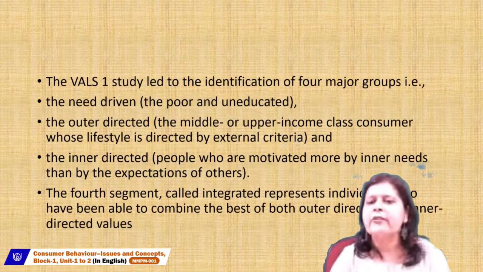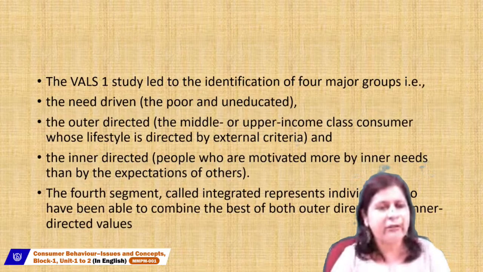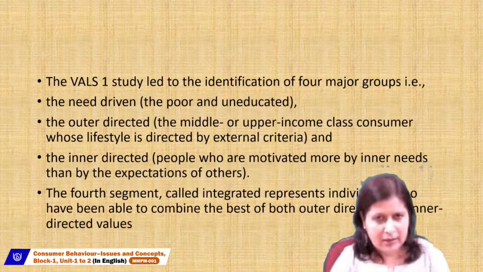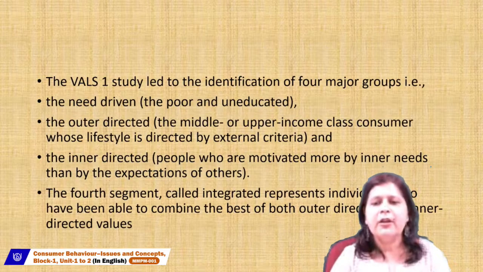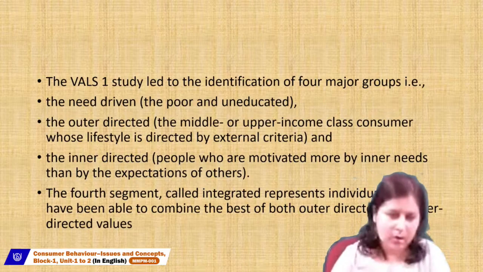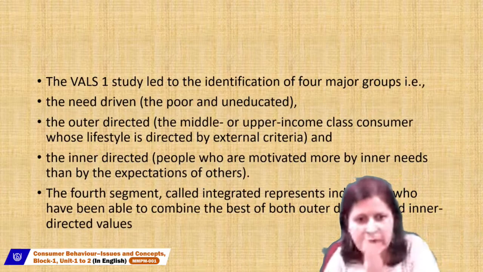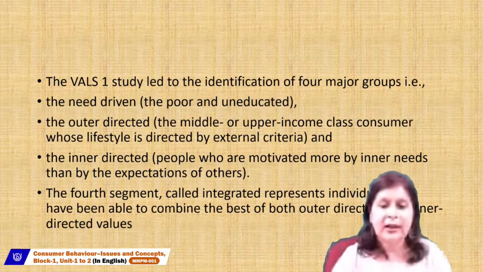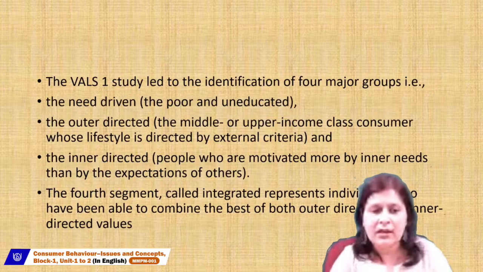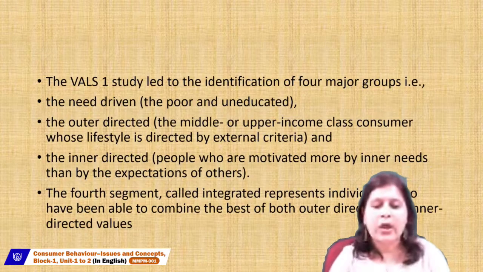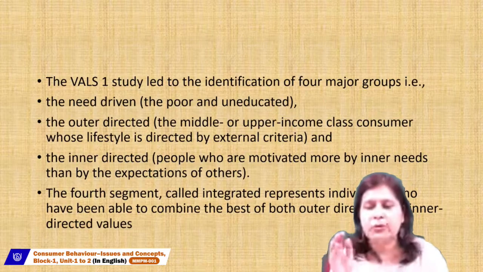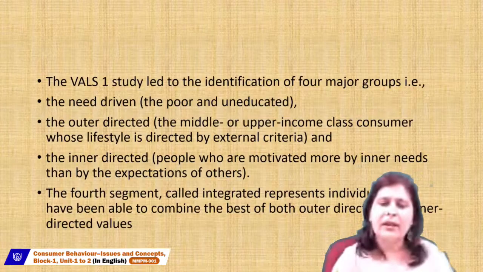The VALS 1 study led to identification of four major groups. First is the need driven, the poor and uneducated, those who are driven by their needs. Second, the outer directed, the middle or upper income class consumer whose lifestyle is directed by external criteria. Third is inner directed, people who are motivated more by the inner needs than by the expectations of others. And the fourth segment, called the integrated, represents individuals who have been able to combine the best of both outer directed and inner directed values.